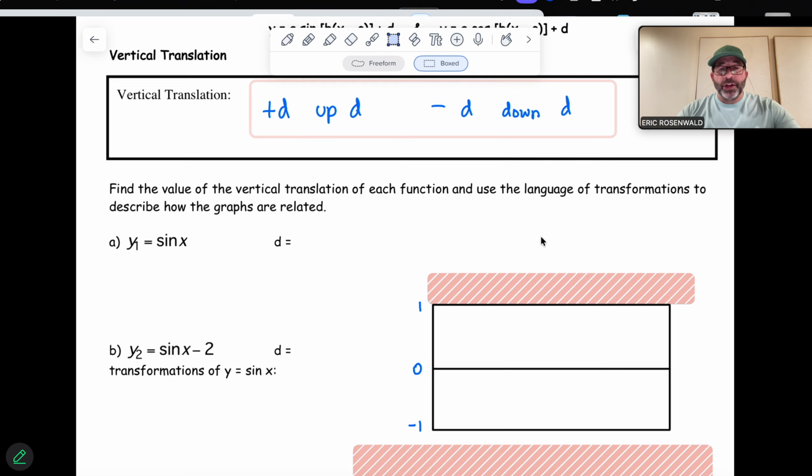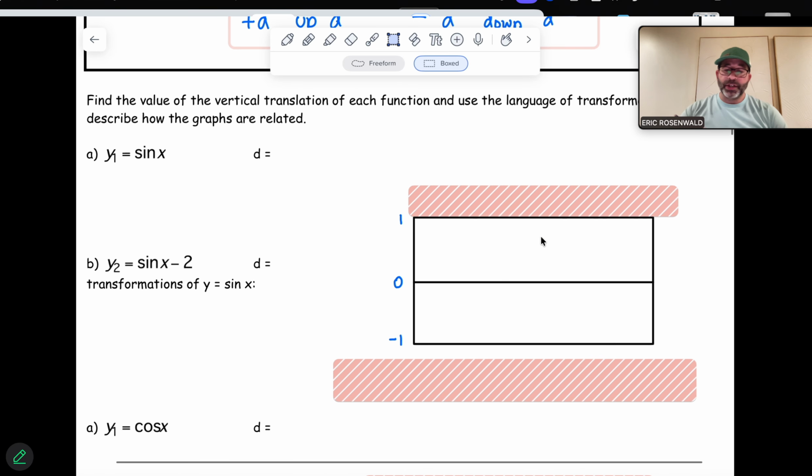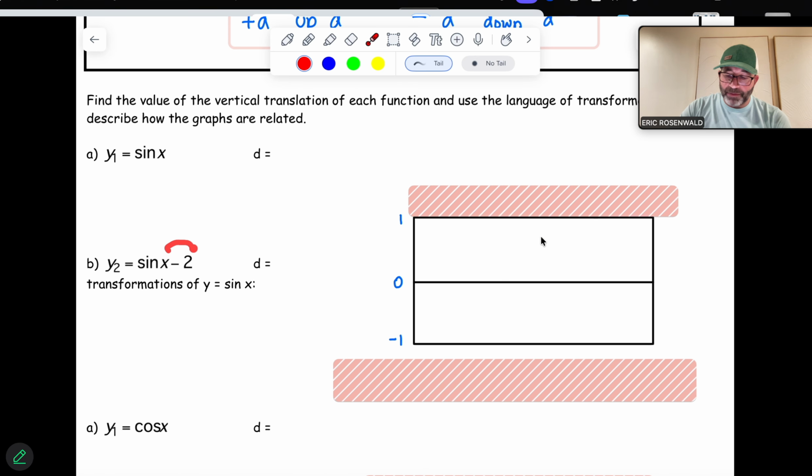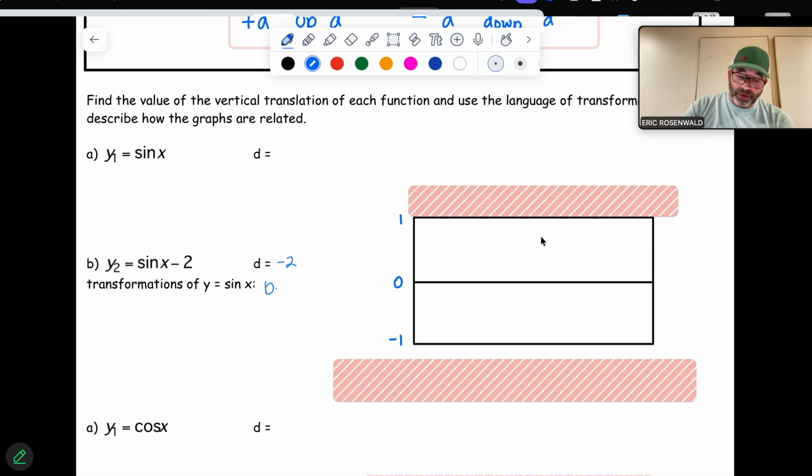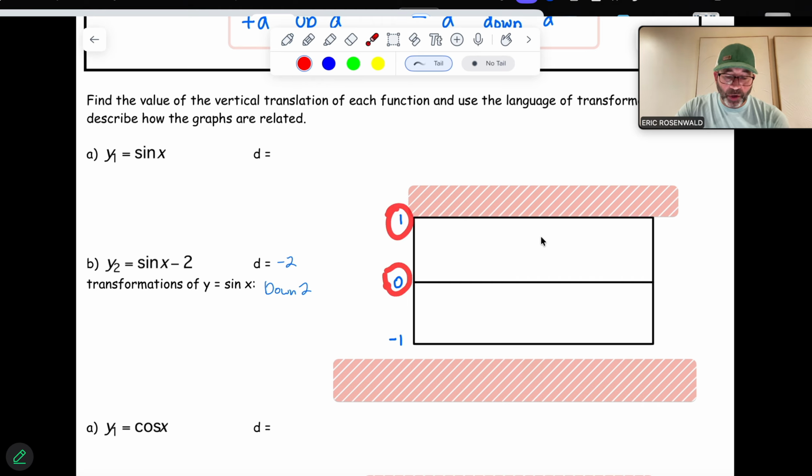Okay. So if we look at this first one here, what's happening is we should see that there's a minus 2 on the outside, which tells me that my d value in this is negative 2. And that means that my graph is going to move down 2. Now what happens with this? Well, what that tells us is that all of these points right here on my graph are going to just shift down 2 because the whole graph has to move down 2, right?